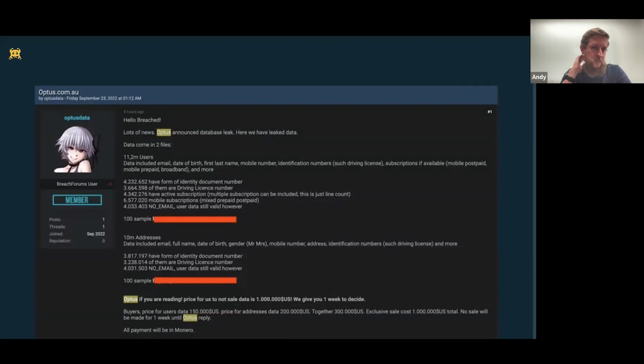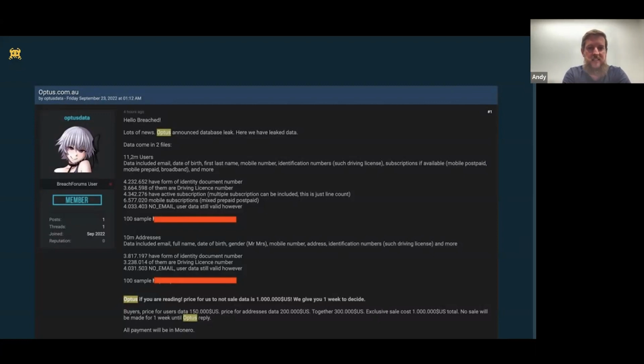What happened was there was an initial post on breach forums, which was Optus. Somebody said they had a whole lot of information based on Optus customers. And you can see some of the numbers in this post, like over 4 million of them have a form of identity document or number. That can be driving license, it can be passport, it could be any other important document associated. There's driving license numbers in there, like the active subscriptions that those customers of Optus had at that point in time. So it's a pretty huge amount of information that could be called up.